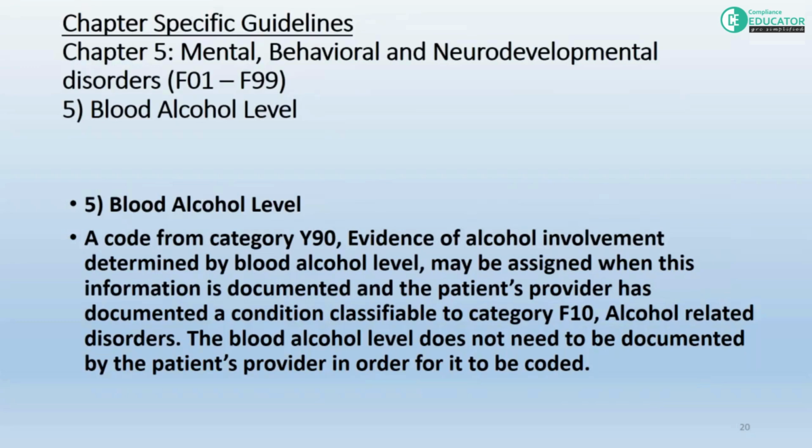Blood alcohol level, it says code from this category. Evidence of alcohol involvement as determined by blood alcohol level may be assigned when this information is documented and the provider has documented a condition. The blood alcohol level does not need to be documented by the provider in order for it to be coded. So the blood alcohol level doesn't have to be documented by the provider, but remember from before, it has to be documented by someone. You cannot code that straight off a lab test. And I know a lot of people do that, but if you look at the two guidelines together, there has to be some clinician that's put that information in.